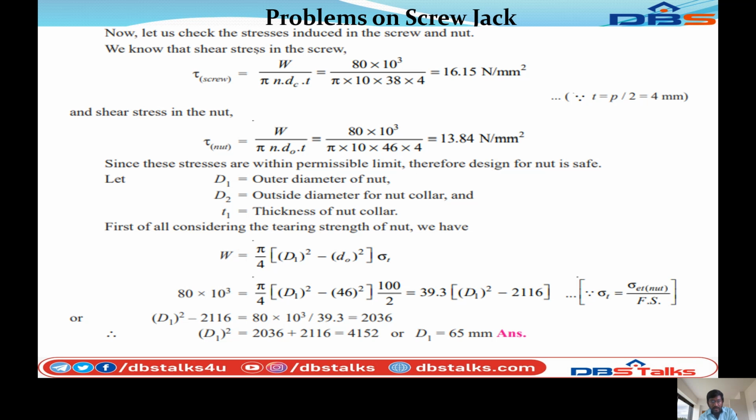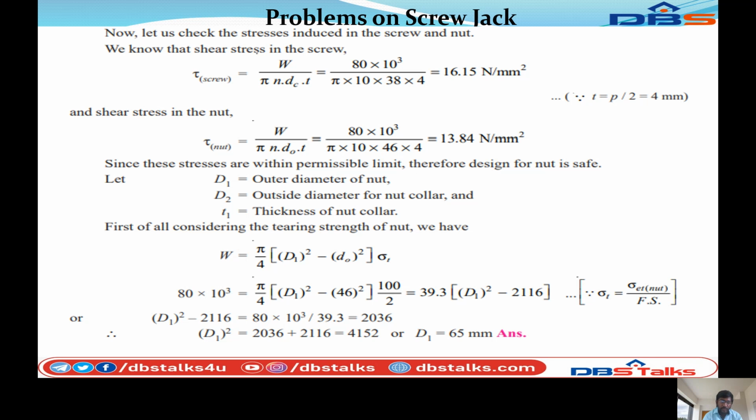So that's why you can note down sigma t is equal to 100 by 2, since sigma t is equal to sigma et by factor of safety Fs. Sigma et is equal to 100 and Fs is equal to 2. So 80 into 10 cube equals 39.3 into d1 square minus 2116, or d1 square minus 2116 is equal to 80 into 10 cube divided by 39.3, that equals 2036.